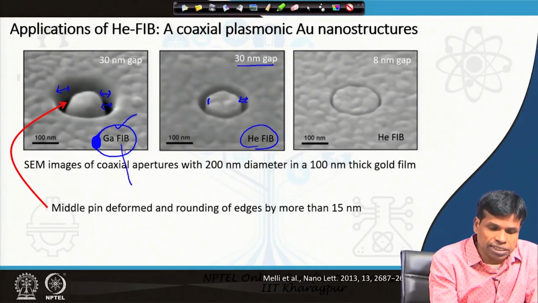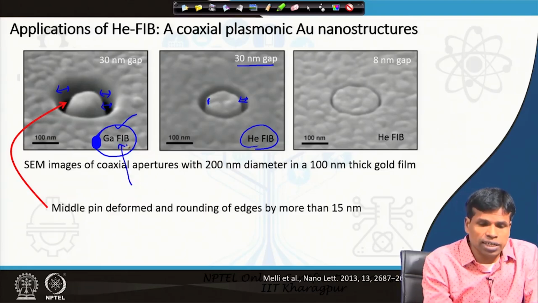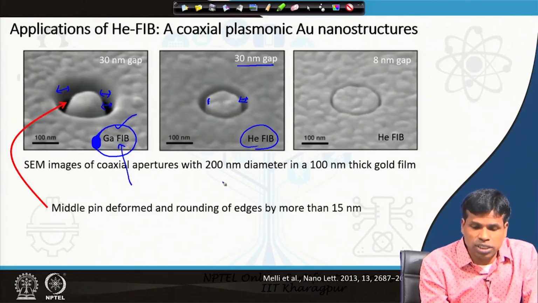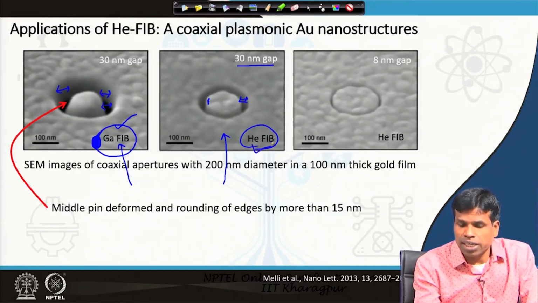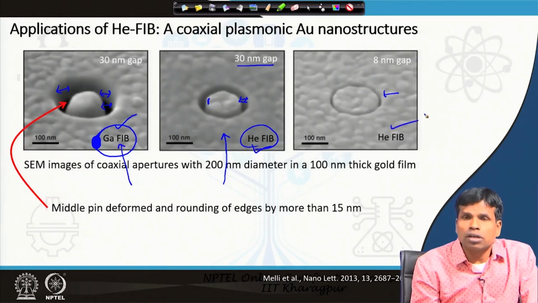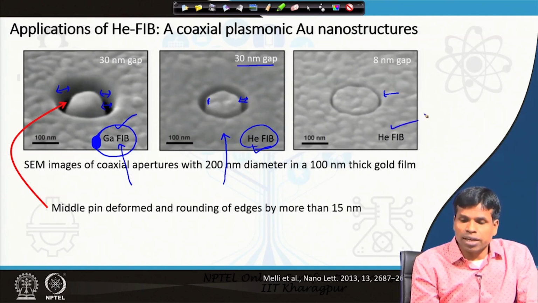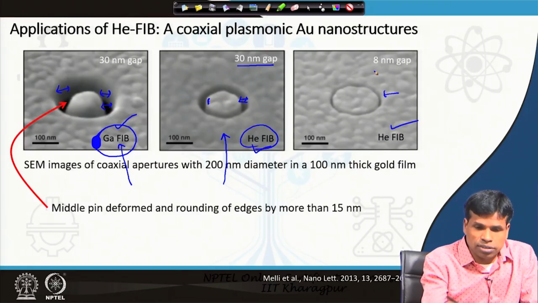Gallium focused ion beam is extensively used along with scanning electron microscope for creating such kinds of features, but as you see here, the creation of the nanostructure is much more efficient and precise with the helium focused ion beam, and here you see one can create an 8 nanometer gap. You can do the milling of very small sizes using helium ions.